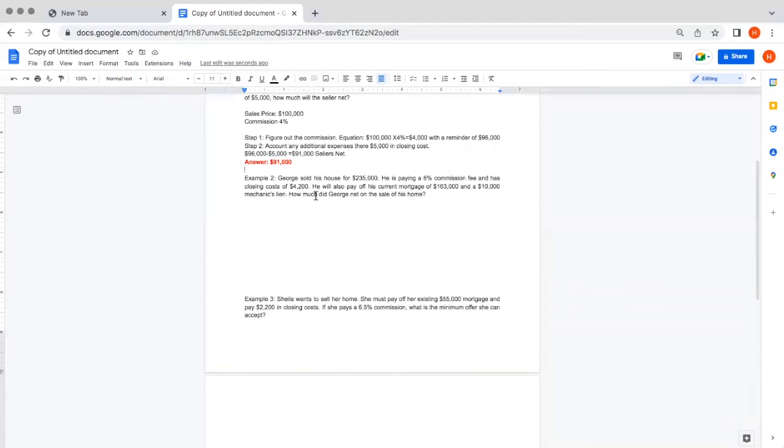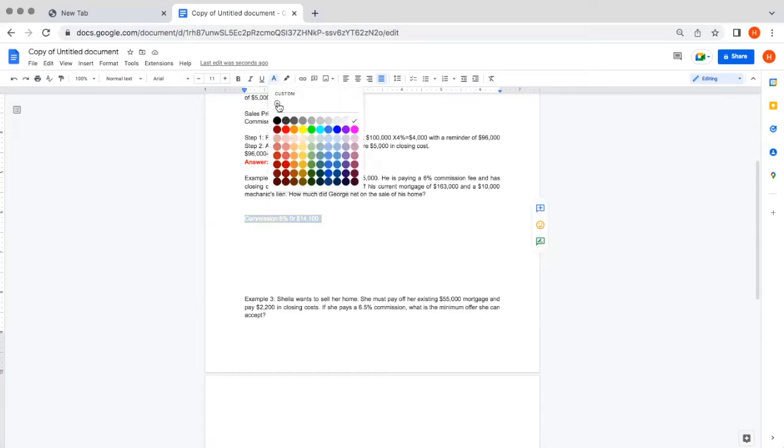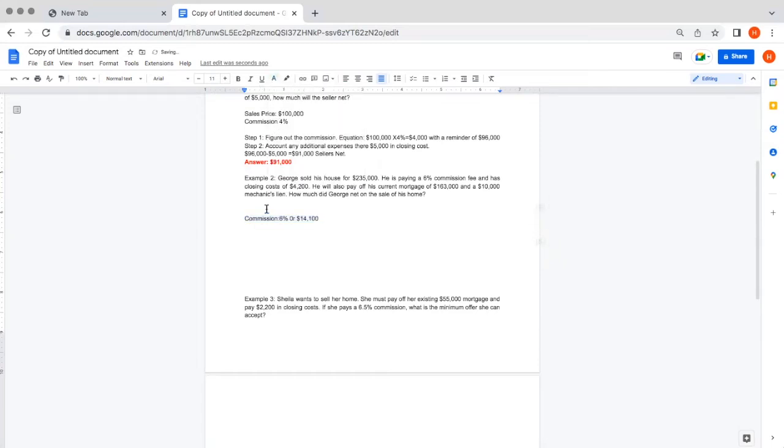So it says George sold his house for $235,000. He is paying 6% commission fee and has closing costs of $4,200. He will also pay off his mortgage of $163,000 and a $10,000 mechanics lien. How much did George net on the sale of his home? Okay, sweet. So the first thing that we're going to do, remember, we're going to write down some stuff, right? So we're going to write down our commission and the sales price. Okay. So the sales price is $235,000.